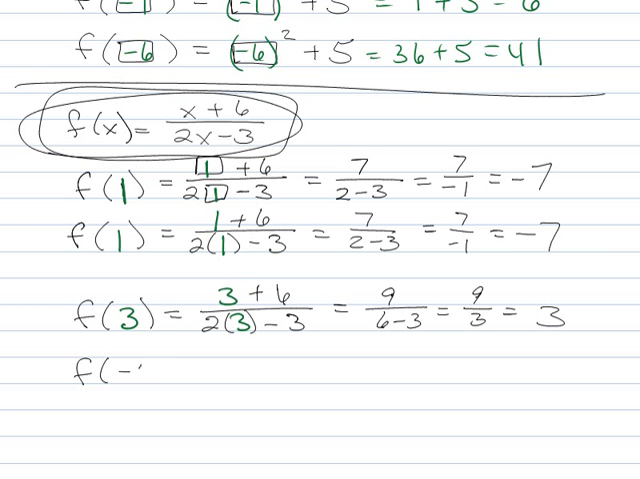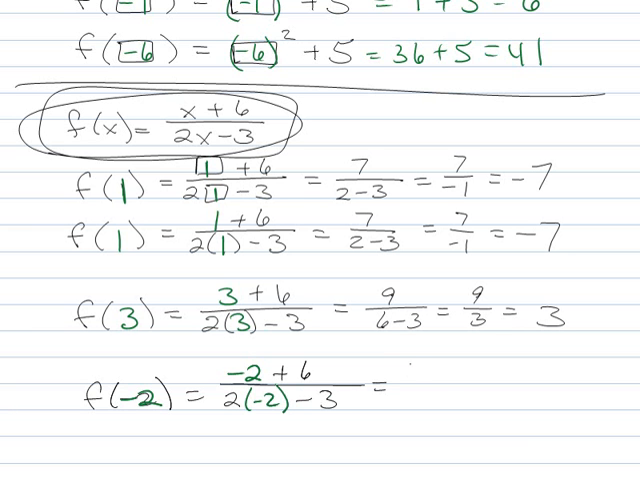Again, trying to put in a negative number just to make sure we're cool with it. Alright, so again, everywhere I see an x, I'm going to put in a negative 2. So x plus 6 becomes negative 2 plus 6. 2x minus 3 becomes 2 times negative 2 minus 3. So I've got 4 over this, which is negative 4/7.